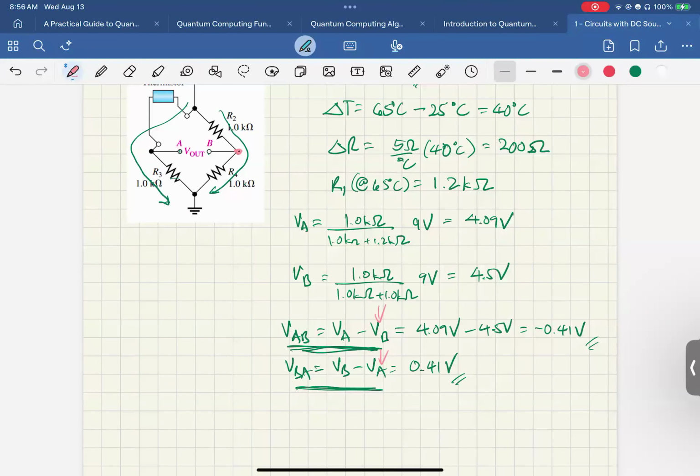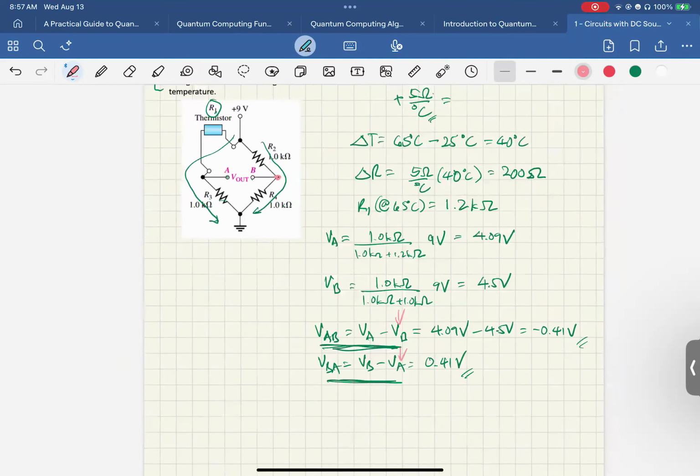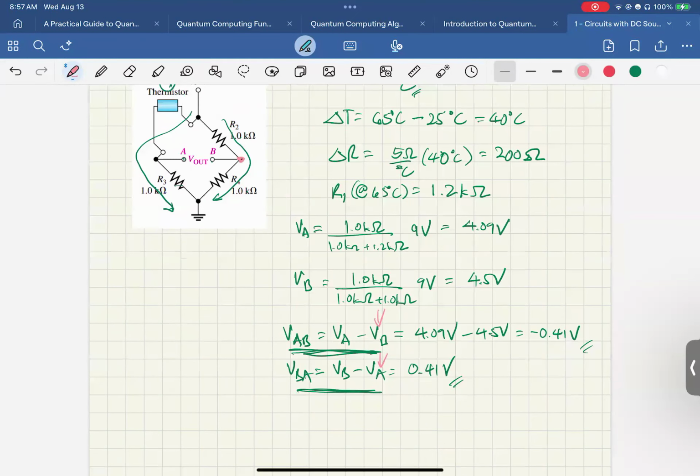So you have to indicate that when you solve a circuit. It's just like when you're measuring. Where do you put the black probe? If you put the black probe on point B, then you get negative 0.41 volts. But if you reverse it and put the negative probe on point A, then you get positive 0.41 volts. Okay? Any questions?